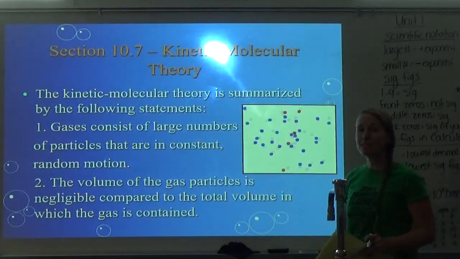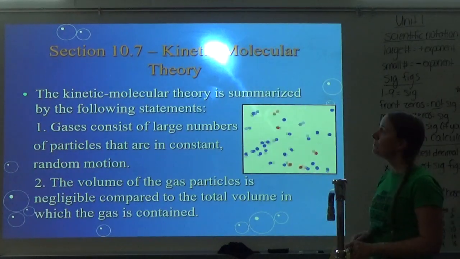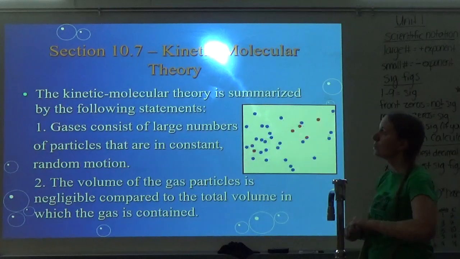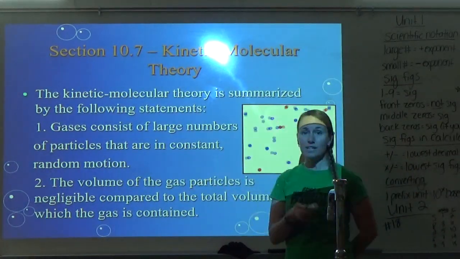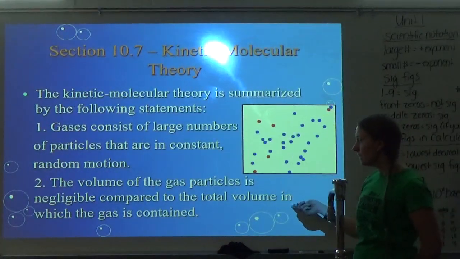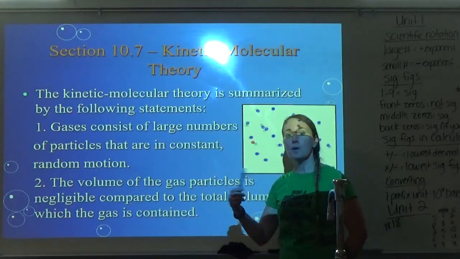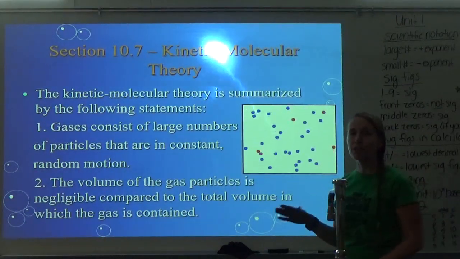All right, so 10.7, kinetic molecular theory. The kinetic molecular theory is summarized by the following statements. Gases consist of large numbers of particles that are in constant random motion. So in honors, we would have said this is constant motion. The volume of the gas particles is negligible compared to the total volume in which the gases are contained. So in honors, we would have said the particles have no volume. Remember, they do have a volume, it's just insignificant by comparison.